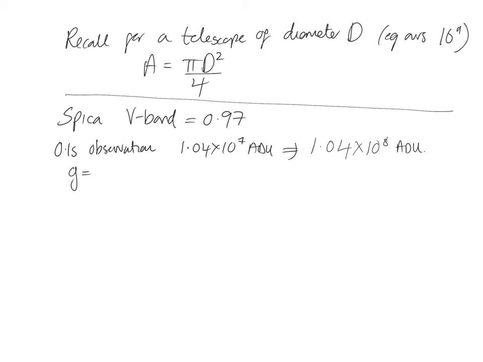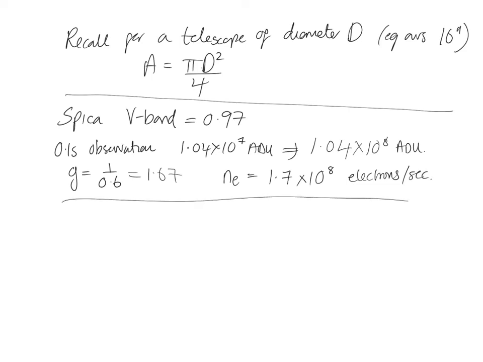Let's use a gain of 1 over 0.6. Turns out that's pretty much what I measured, so 1.67. So that means that my observations of Spica released a number of electrons in 1 second that was 1.7 times 10 to the 8. So this is electrons per second. So now I need to calculate the number of photons per second.